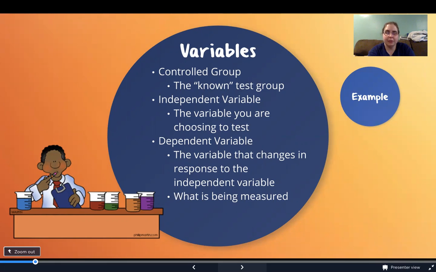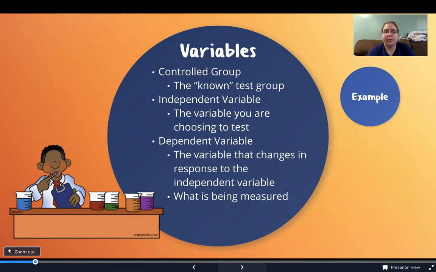So we have a few variables that we're going to mention here. I'm also going to talk about constants. We'll talk about that in a moment. So the control group is your known test group. It's what would be considered the normal circumstances. So what is a normal circumstance for that experiment? Essentially it gives you something to compare your experimental groups to.